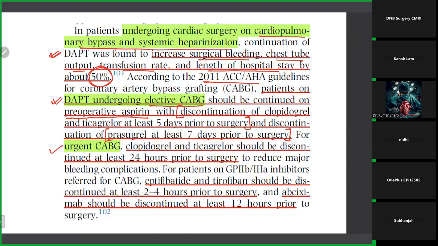In case of CABG, you have a two-pronged situation: an elective case and an urgent case. In an urgent CABG, clopidogrel and ticagrelor should be discontinued at least 24 hours prior to surgery.